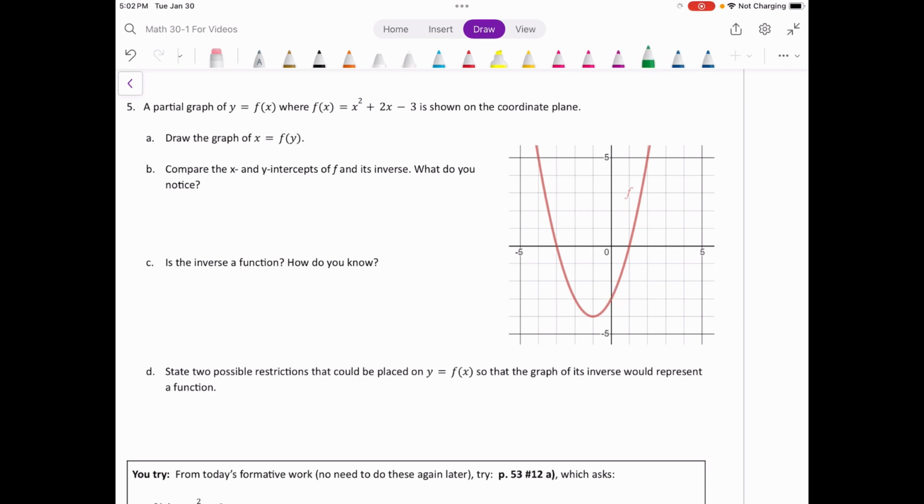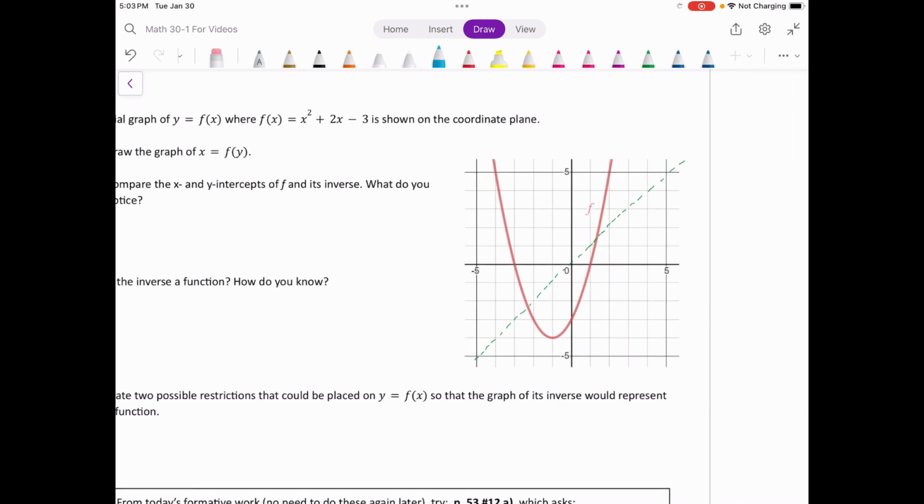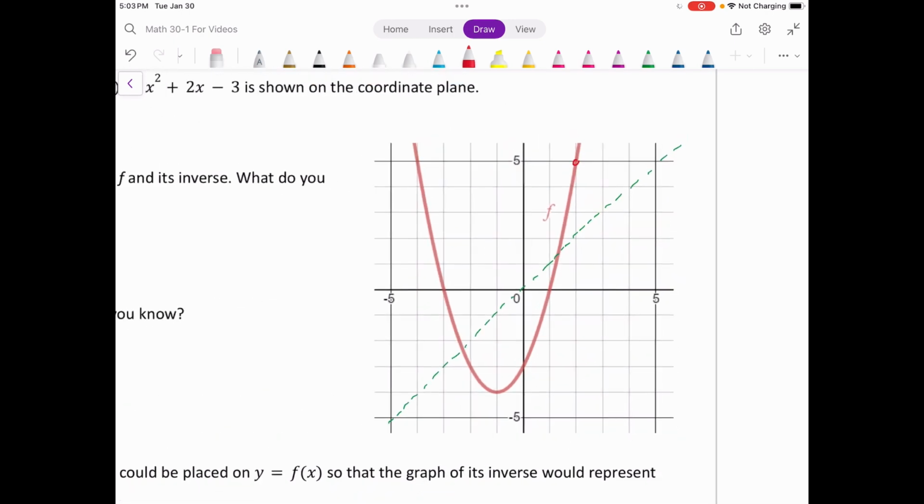We can also picture what it's going to look like when we reflect it in the line y equals x. That's going to take this parabola and make it into a sideways parabola, and a sideways parabola won't pass the vertical line test, so we can predict that the inverse of this should not be a function. But let's go ahead and sketch the inverse. We've done this already, but now we're doing it with a parabola for a quadratic function as opposed to a line for a linear function.